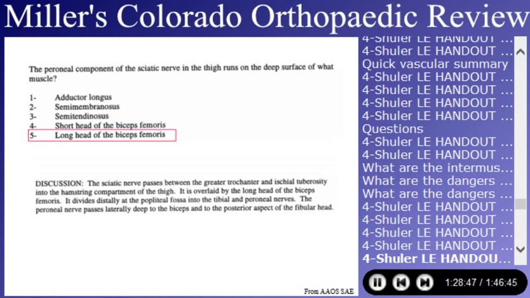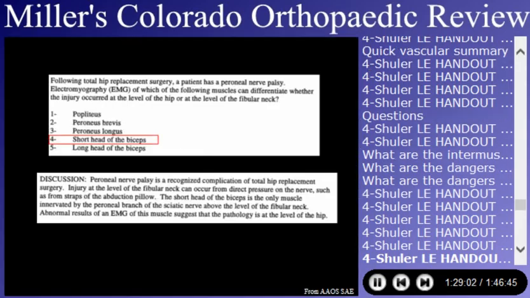Peroneal component, sciatic nerve in the thigh runs. Now this one shows up consistently. Peroneal component, sciatic nerve in the thigh runs on the deep surface of what muscle? Well, we know it innervates the short head of the biceps, but it runs on the long head of the biceps. Know that. Following hip replacement surgery, patient has a peroneal nerve palsy. EMG is obtained. Which muscles can differentiate whether an injury occurred at the level of the hip or fibular neck? We covered that. Short head of biceps. You've got to know that.